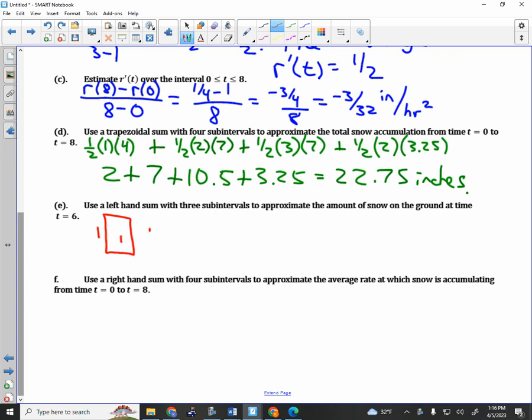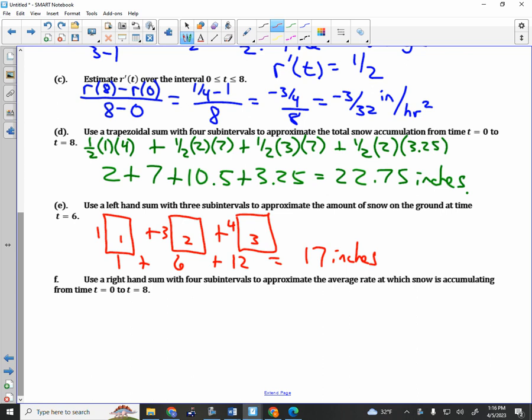So we've got a 1 by 1, and we've got a 2 by, what was it, 3? And we've got a 3 by 4. So we've got 1 plus 6 plus 12, which is a total of 19 inches. But read the question. Is that my answer? What is the question asking?